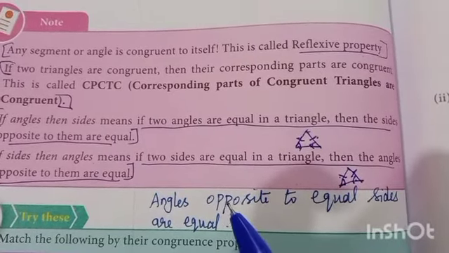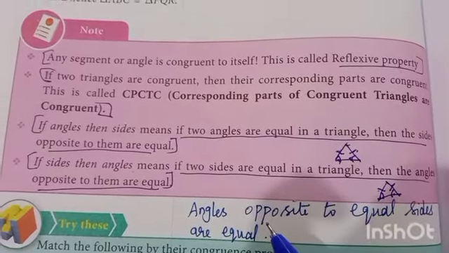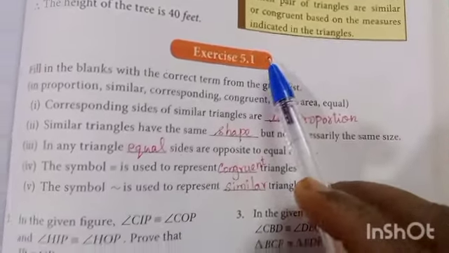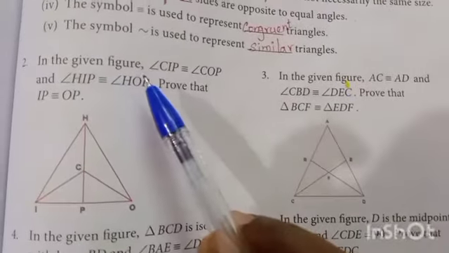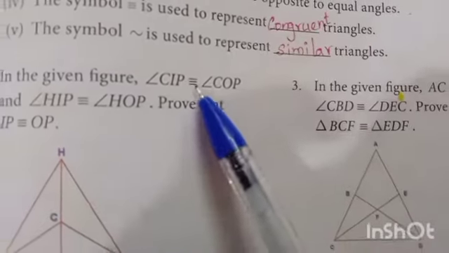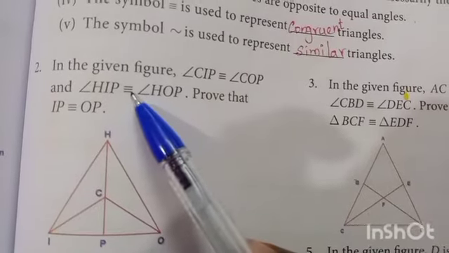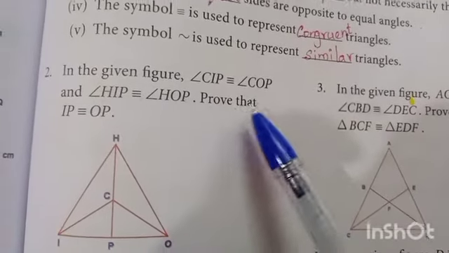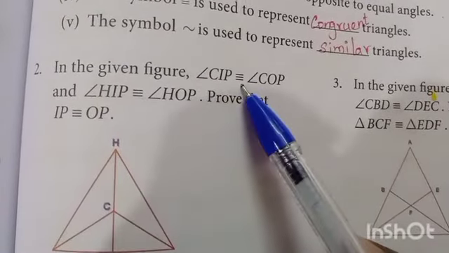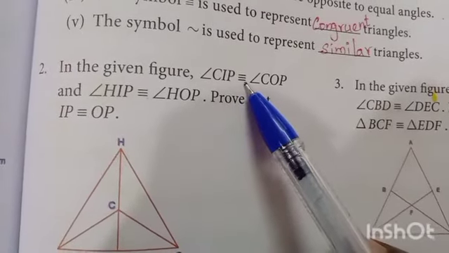You have to remember this statement and apply it in some problems. Listen, students, exercise 5.1, second problem. In the given figure, angle CIP is congruent to angle COP, and angle HIP is congruent to angle HOP. Prove that IP is congruent to OP. What is the meaning of congruent? It has the same shape and size.